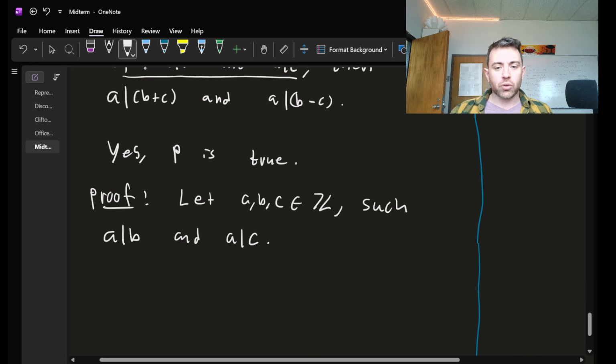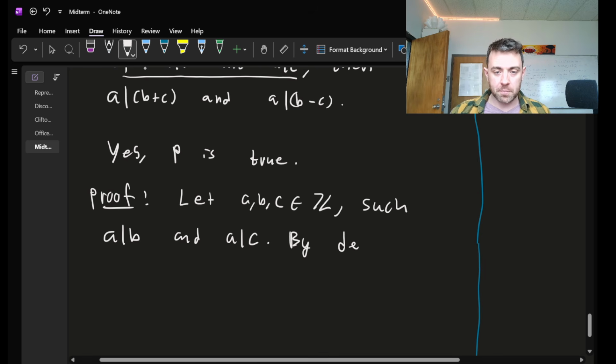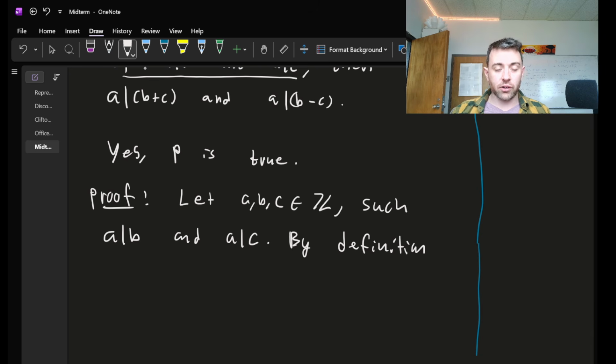Okay. So what does that mean? We've set up our hypothesis, we've chosen our elements. What else is there to do other than unpack the definitions? We have a very small list of assumptions here. There can't be that many options for what we have to do. So let's simply unpack these definitions. By definition, let's unpack the definition of A divides B and A divides C.